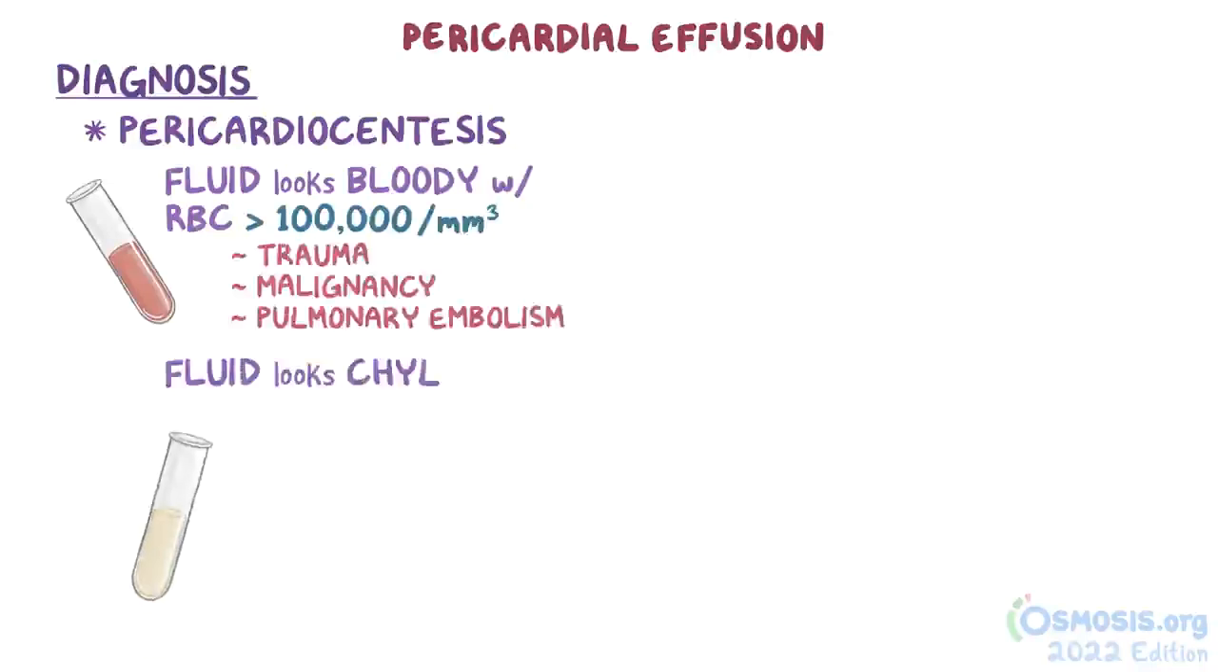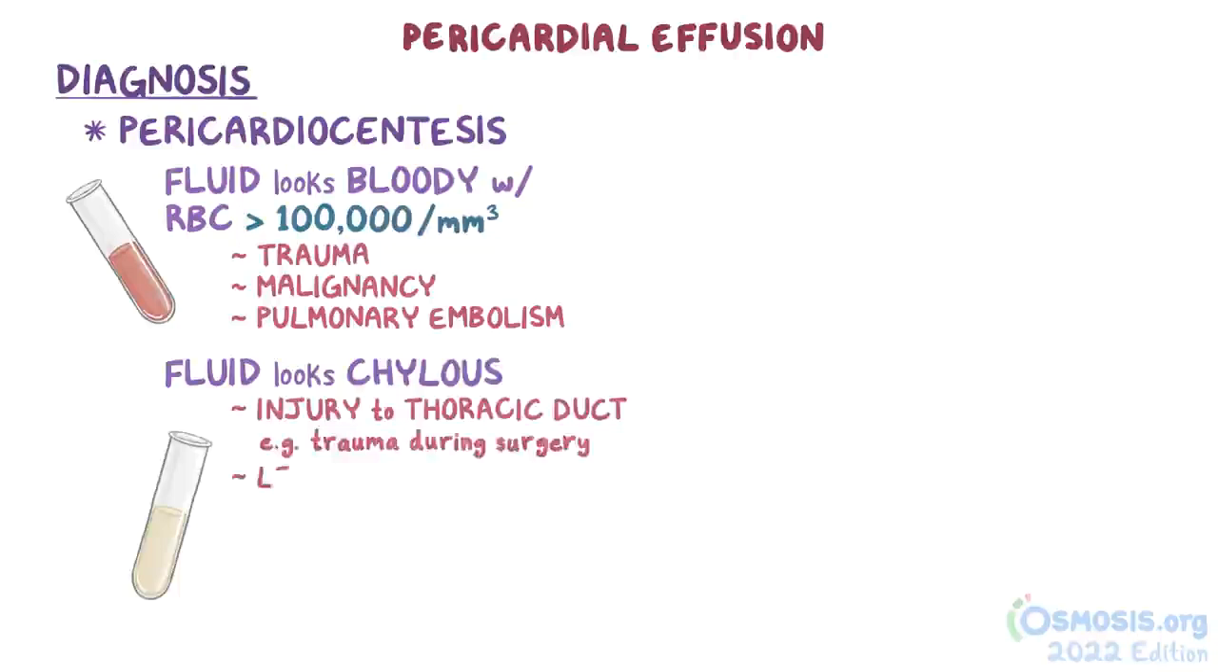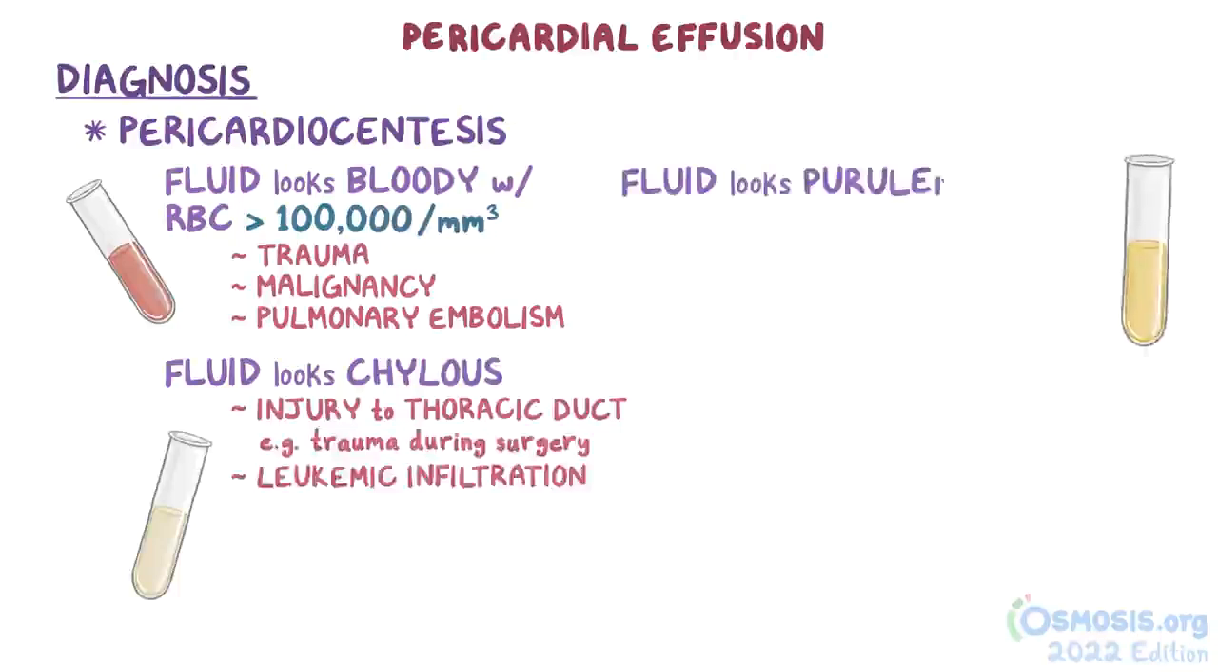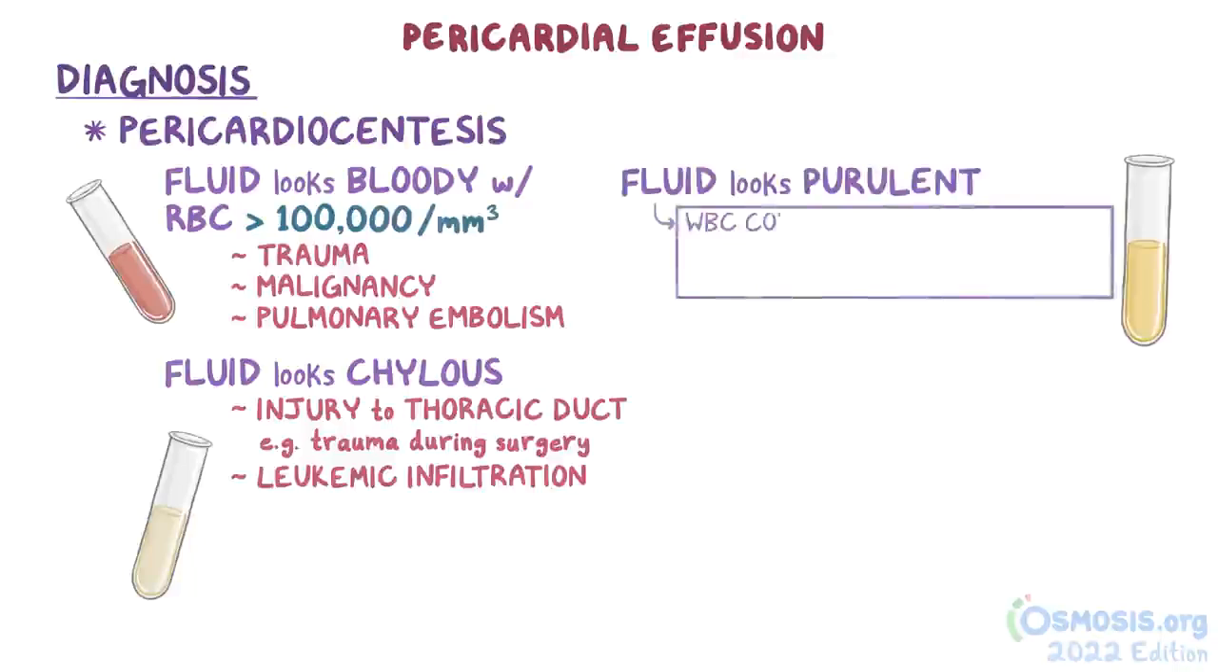If the fluid is chylous, then it suggests there's been an injury to the thoracic duct, often accidental trauma during surgery, or due to leukemic infiltration, where leukemic cells fill up the pericardial sac. Finally, if the fluid is purulent, then it should be sent for a white blood cell count, gram stain, culture, cytology, and a determination of glucose, protein, and LDH levels.